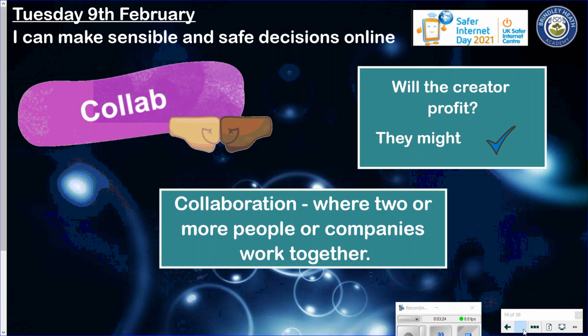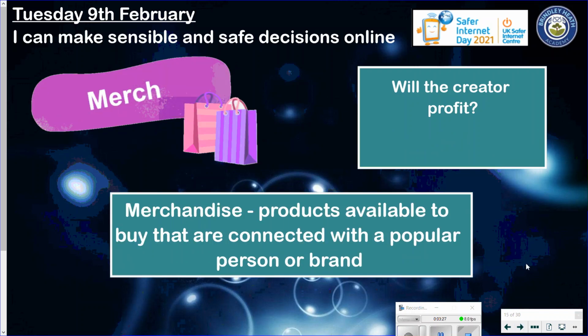That's the next one. Another thing that YouTubers do a lot that you'll see is what we call merch, so merchandise. So products that are available to buy that are connected with a popular person or brand. So often different creators of YouTube channels will have particular products that they say that they like. So it might be a drinks brand, or it might be a clothing brand, or online games, games consoles or apps. Sometimes they work with companies and are connected to different companies, and they will advertise them on their YouTube channel. Will they profit from that? Well, yes, all the time.